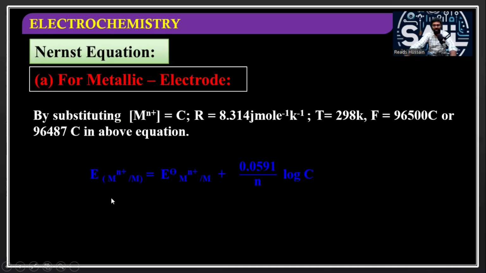All of you note down please. E is equal to E naught plus 0.0591 by n. What is this 0.0591? This is nothing but the value of RT by F. In the place of R into T, R value 8.314 into 298 divided by 96,500. If you do all these things, you will get 0.059 by n, log C.